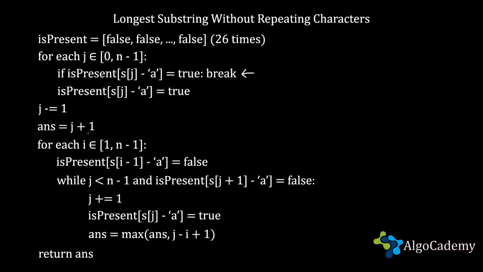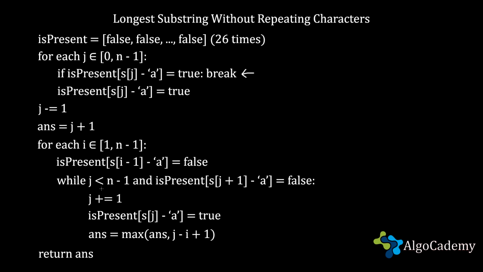The answer is going to be initially equal to J plus 1 because that's the length of the substring that starts on position 0 and ends on position J. And then I try out each and every other start index from 1 to n minus 1. What do I do first? Because now I've basically removed the previous character from the current substring, I'm going to set isPresent of the previous character to be equal to false. And then, of course, I increment J for as much as I can.